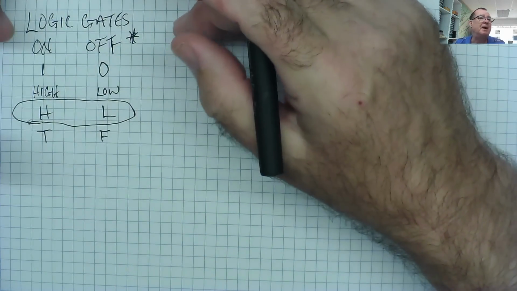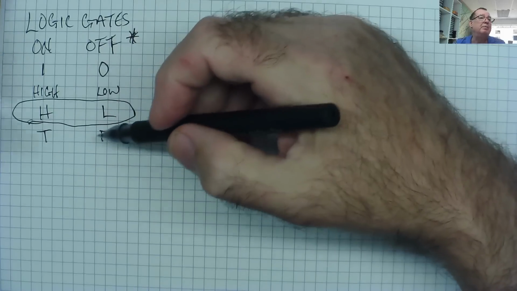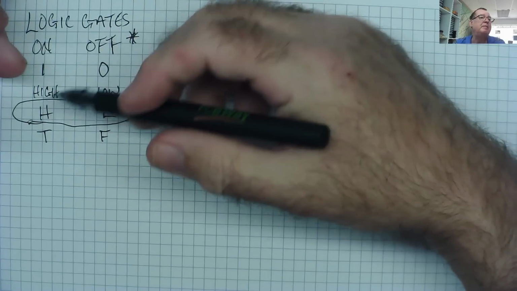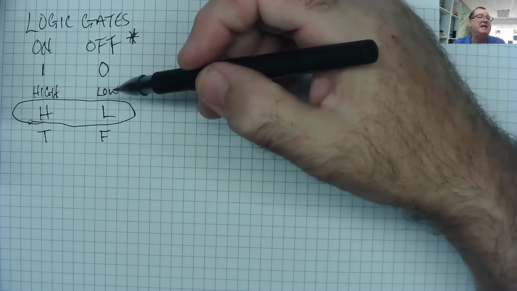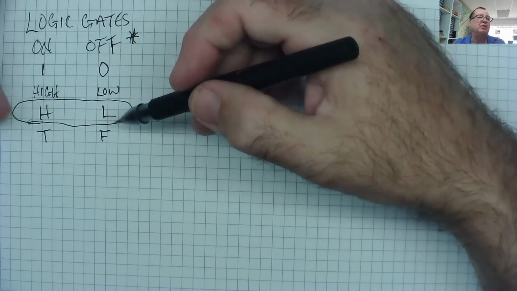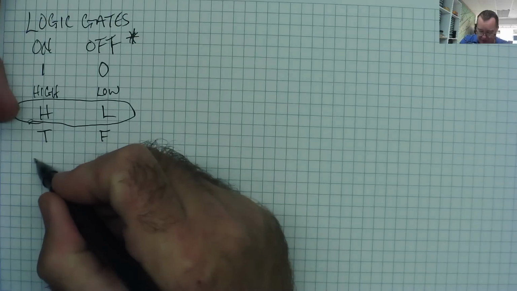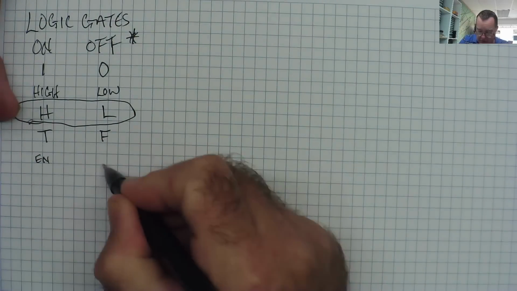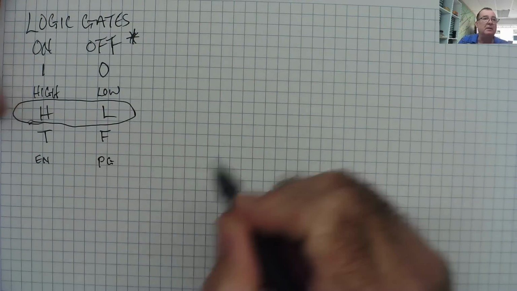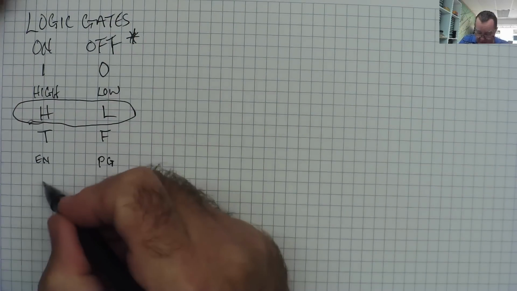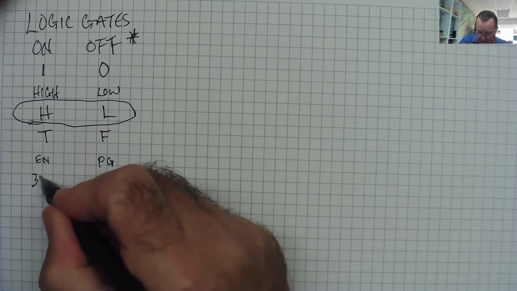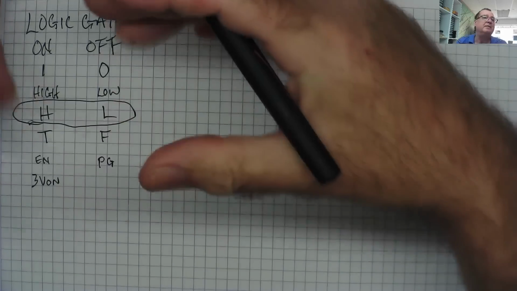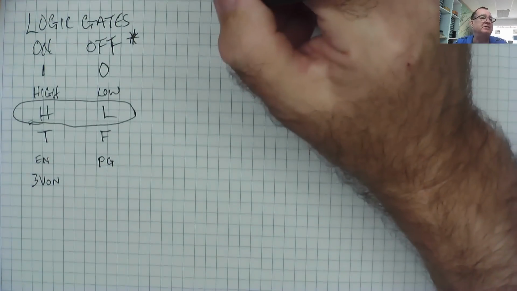When we look at schematics, the output from a logic gate will probably be given a name. It won't be classed as H or L. It'll be classed as something like enable or power good. It'll have a name that means something, like 3V on. The signals will be given names, which helps you to understand the schematic.